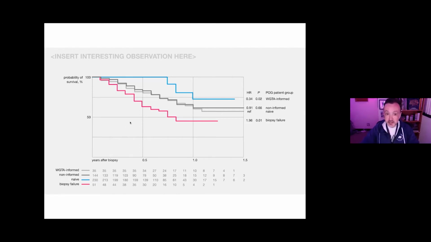But notice that the data is the thing that stands out in terms of colors. Bad outcomes, magenta, good outcomes, blue. And then these reference outcomes, gray, because they're less important.